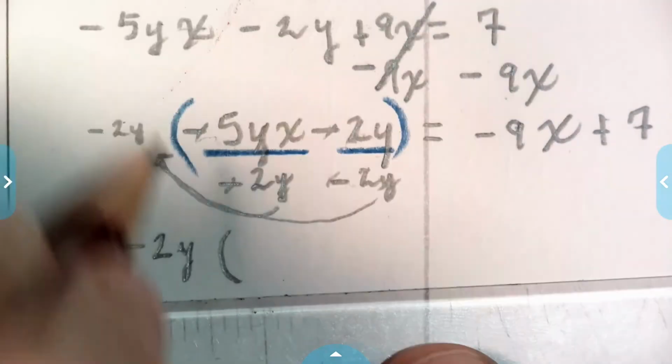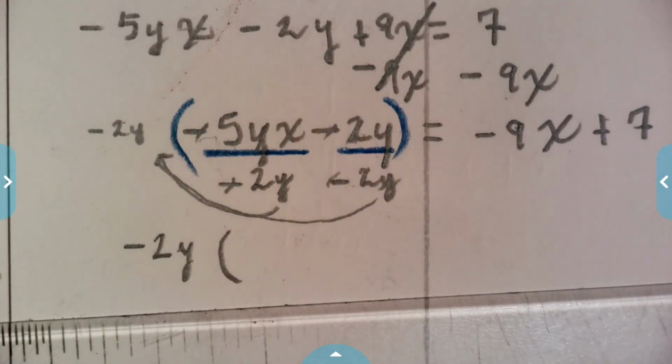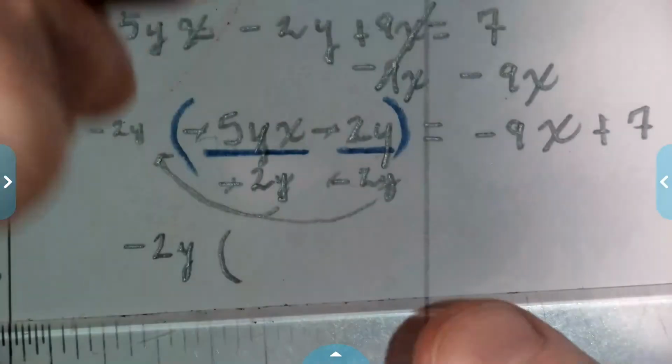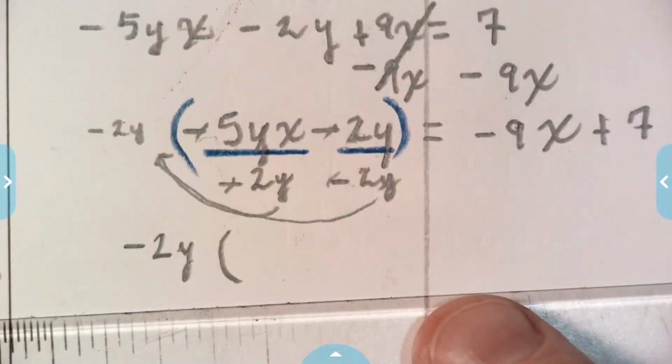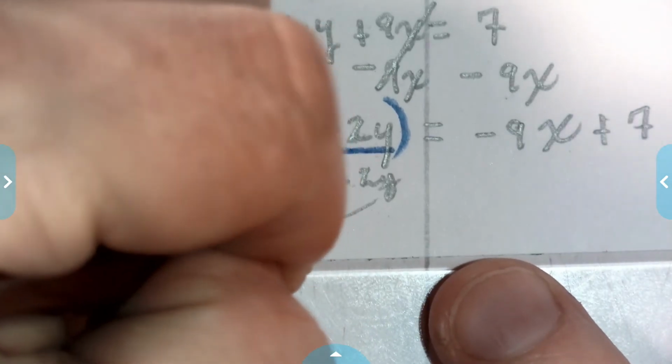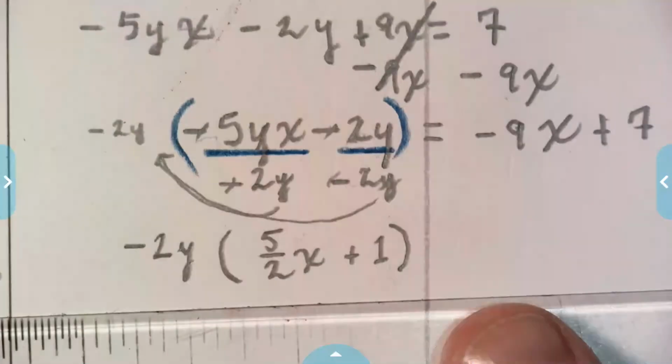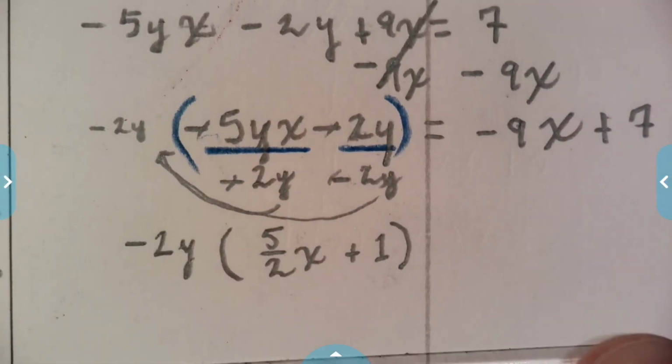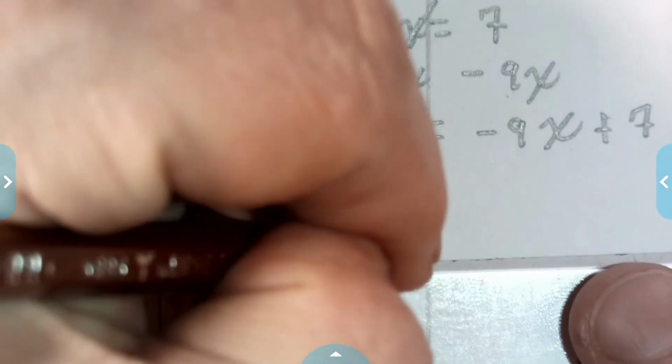and then on the inside I'm going to have, because like we said, we can't really divide out 2 from 5 evenly, so we can just write 5 over 2 x plus 1. Totally legitimate. And that is equal to negative 9x plus 7.